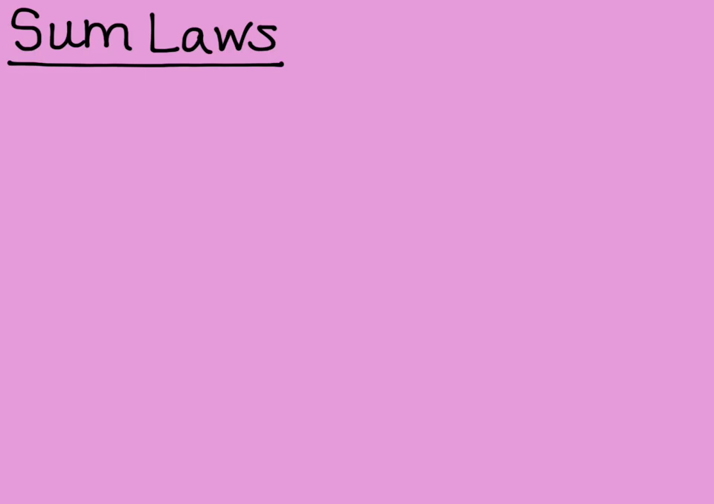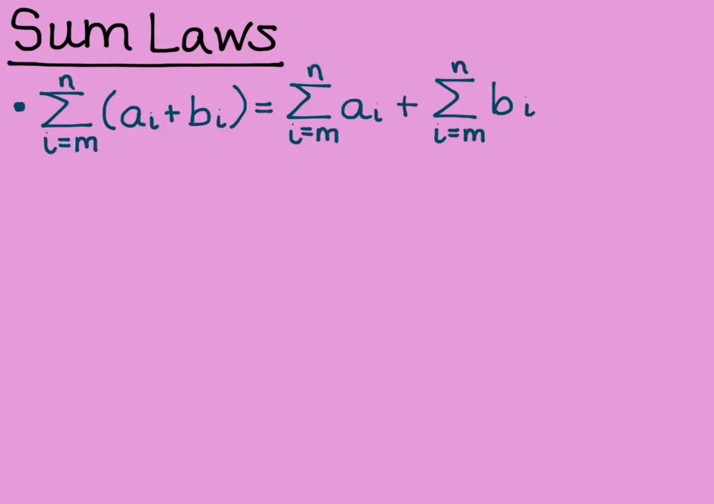We have several laws that we can apply to these series. The first is that the sum as i goes from m to n of a sub i plus b sub i is the same thing as the sum as i goes from m to n of a sub i plus the sum as i goes from m to n of b sub i. This is because the order that we add things in doesn't matter. I could first add the a's and b's together and then add them up as i increases, or I could add all the a sub i's together and then all the b sub i's together.